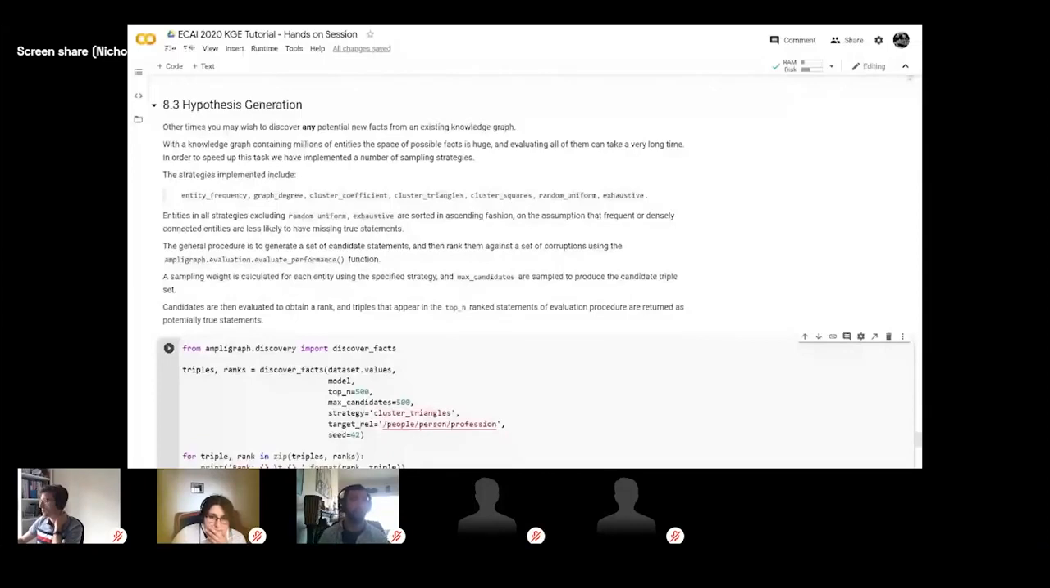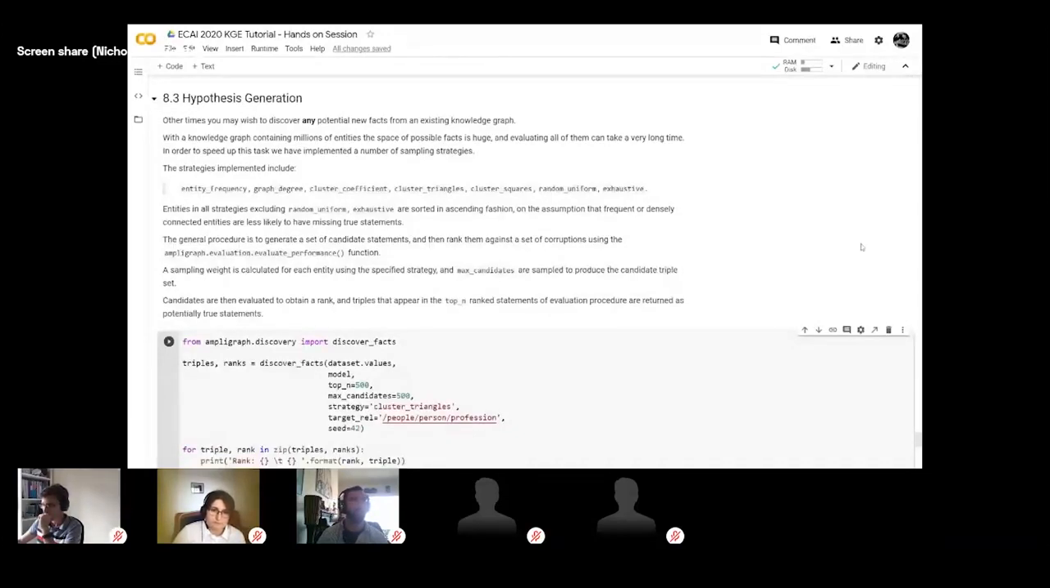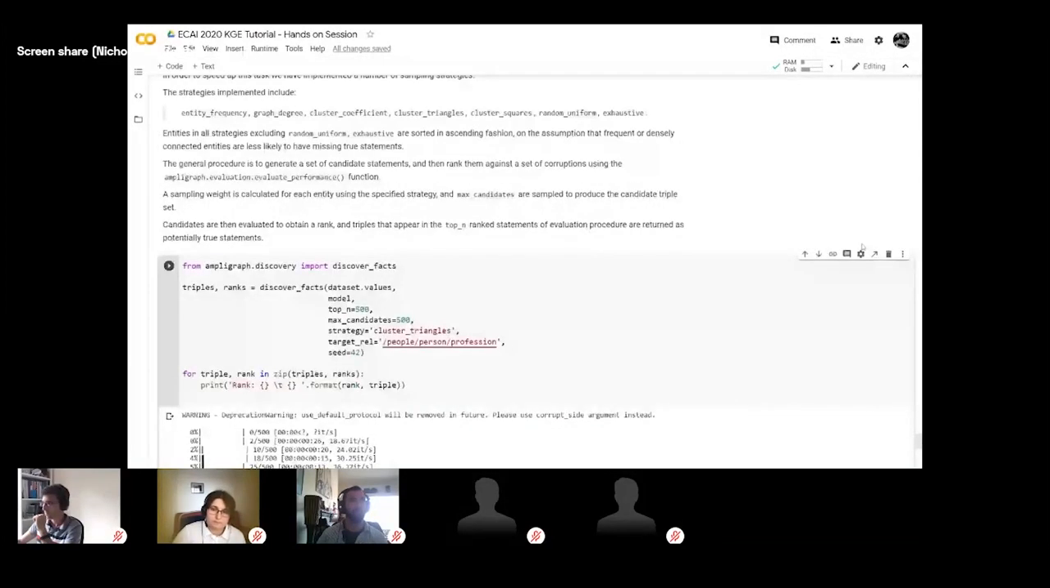The general procedure is that we first generate a set of candidate statements, and then we rank them against a set of corruptions using the built-in AmpliGraph evaluate performance function. This is under the hood, though, so you don't need to concern yourself with it. Each of those candidate statements is then evaluated to obtain a rank, and triples that appear within a user-defined top n level are returned as potentially true statements.